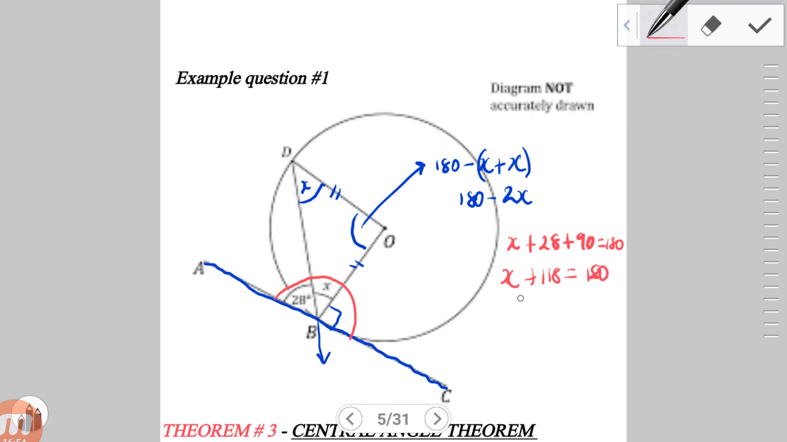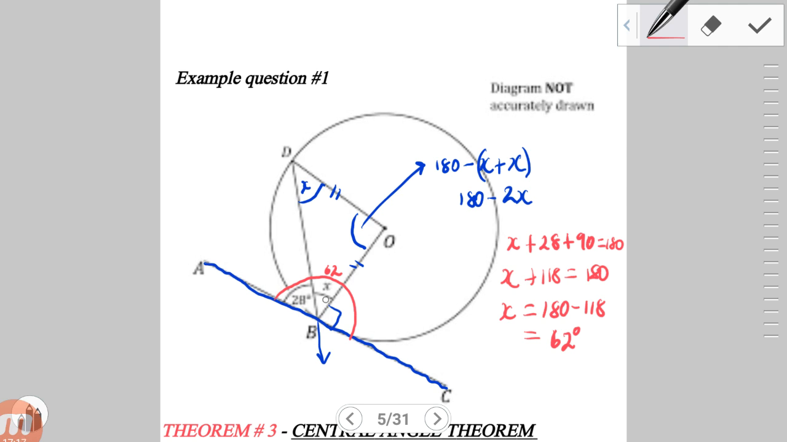So therefore then, if we transpose 118 to the right side, we're going to find that the angle marked X is going to be calculated by subtracting 118 from 180, and you'll find that that is 62 degrees. So the angle marked X here would be 62 degrees.